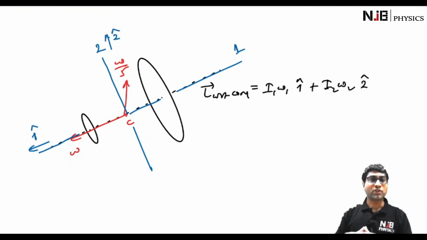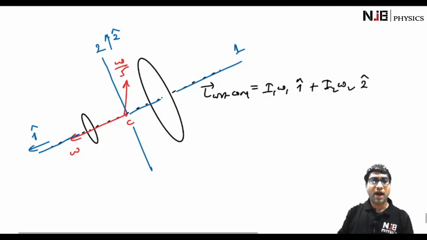I'm not showing over here where we got this result, but you just need to memorize it. As far as IIT is concerned, we don't need to inquire into where we got this result, as very rarely are we going to make use of it. So all you now need to do is calculate the values of I1, I2, omega 1 and omega 2. So what will be the value of I1?